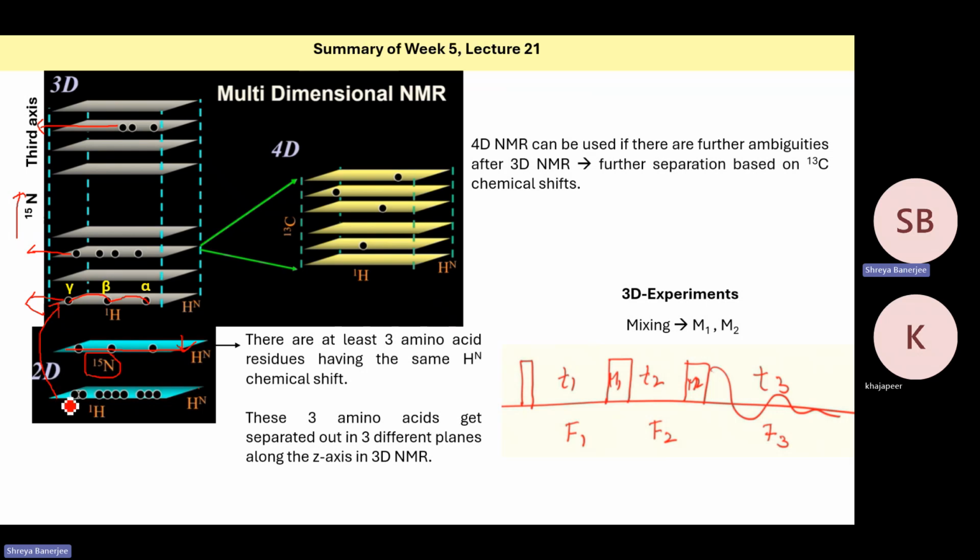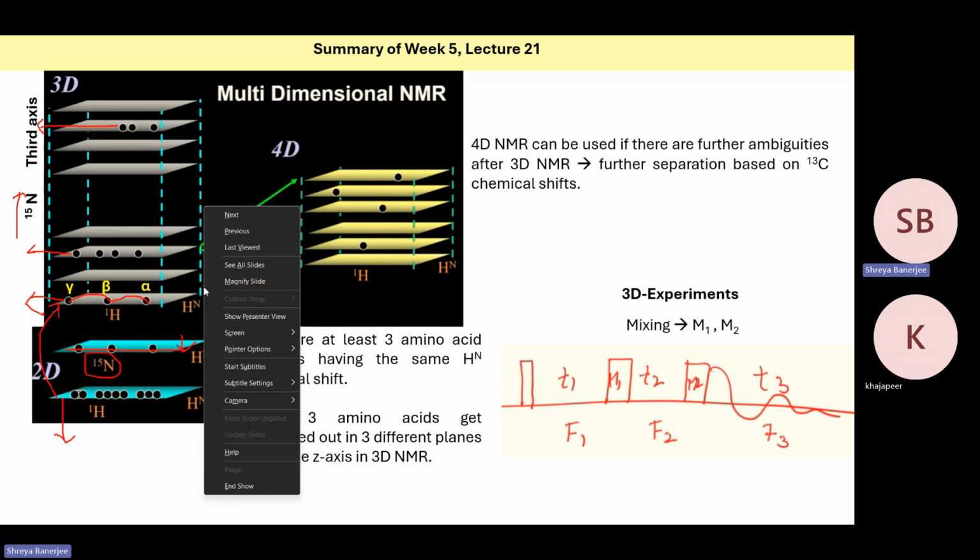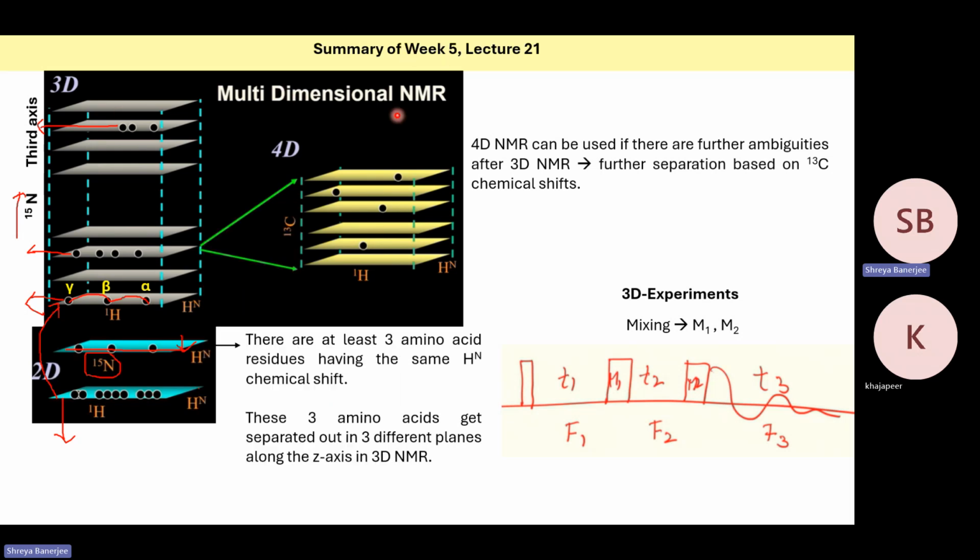So the spectra here that was very much crowded has now been separated and spread out, so you can more easily distinguish the peaks. So that is an advantage of increasing the dimensionality of the NMR. That is, if you have a large protein, you will have so many cross peaks in 2D NMR that you will not be able to distinguish. But if you add a third axis, you will spread out.